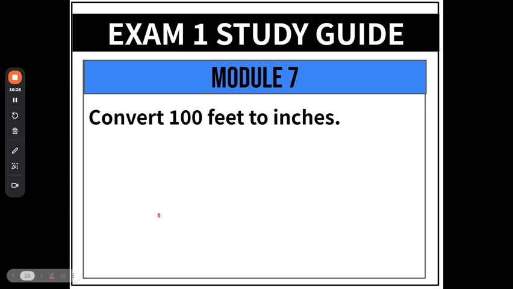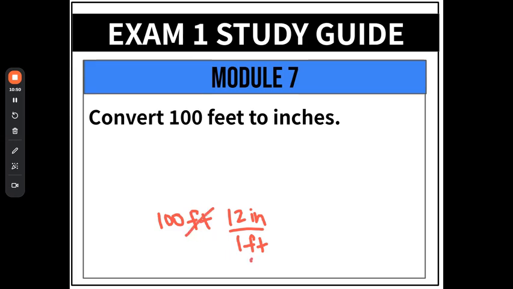So let's start with what we know, 100 feet, and we're trying to go to inches. So how many inches are in 1 foot? Well, I do know that 1 foot has 12 inches. Okay. And when I put the feet on the bottom and I have feet on the top already, my units will cancel out and I'm left with inches, which is what they're asking for in the problem. So now all that's left is I just multiply. 100 times 12 gives me 1200, and inches are the units that I have remaining.